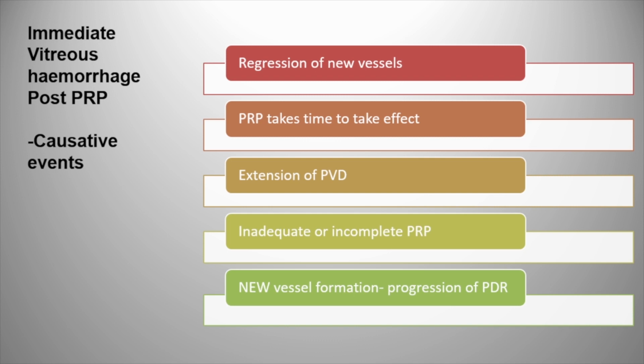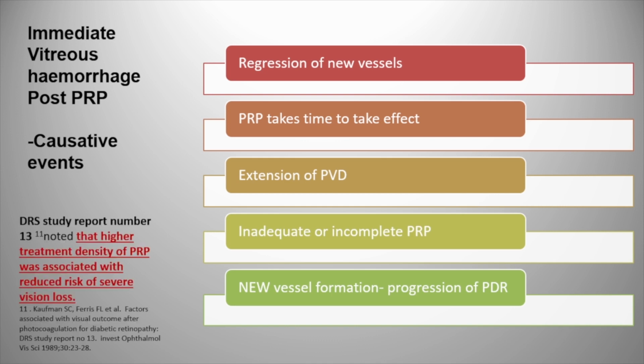Also, the PRP takes time to take effect, so there is still development of new vessels, which can lead to bleeding. Also, PRP has been shown to lead to an increase in PVD. So the extension of the PVD can cause traction over the new vessels. Another cause is incomplete or inadequate PRP and new vessel formation, which is progression of the PDR.